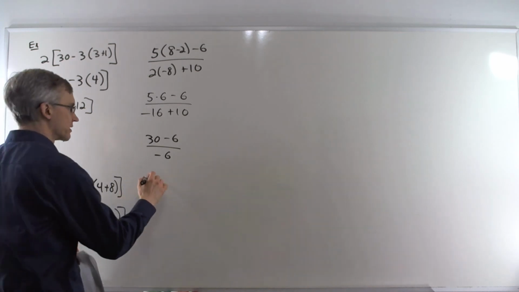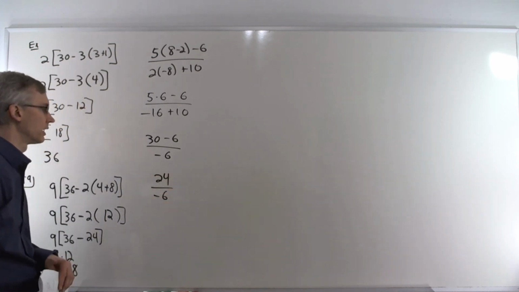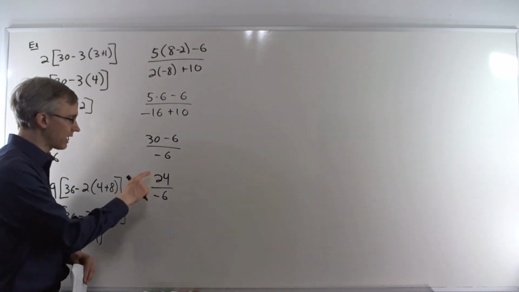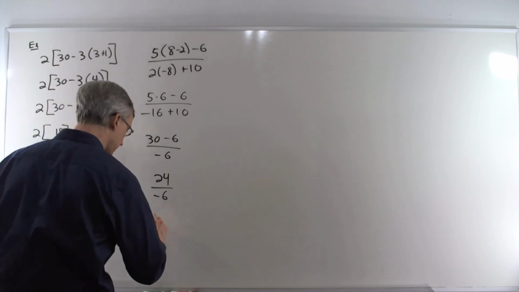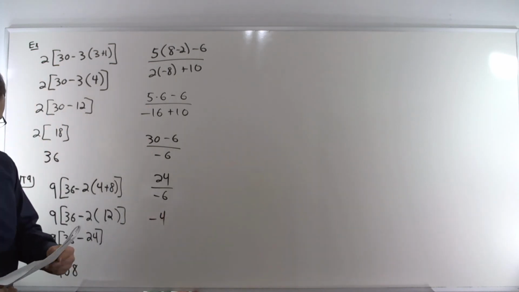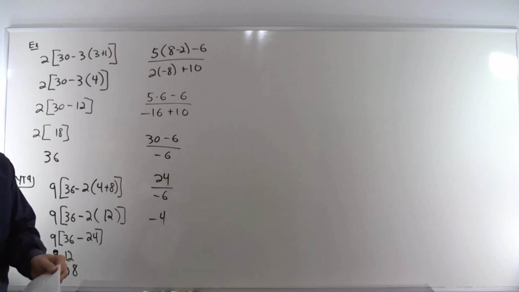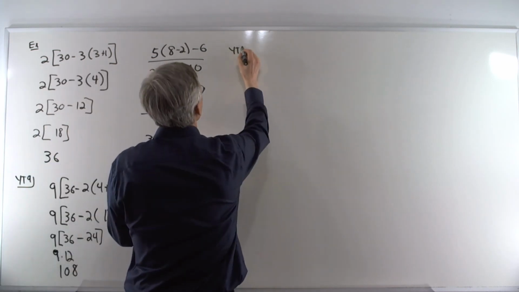Now we'll finish off the top to get 24. So we got 24 over negative 6. And now we're down to a single number on top, single number on the bottom. Now we can divide. So 24 divided by negative 6 is negative 4. Your turn, number 10.